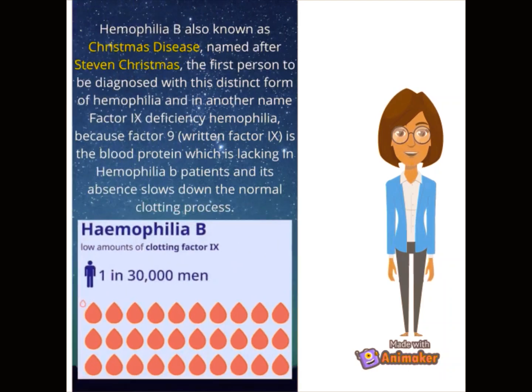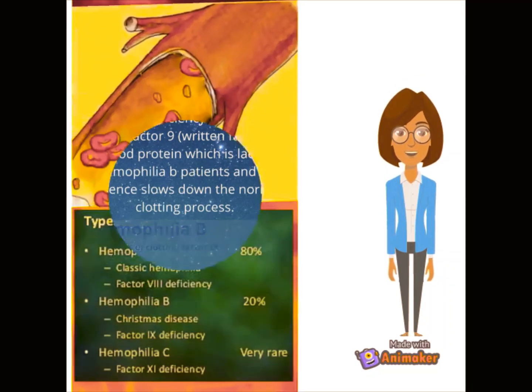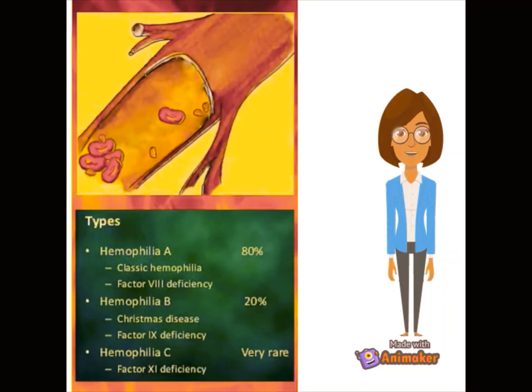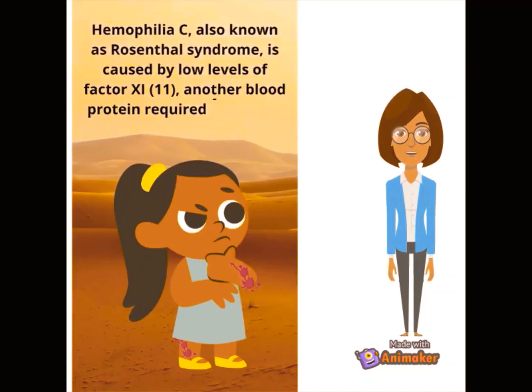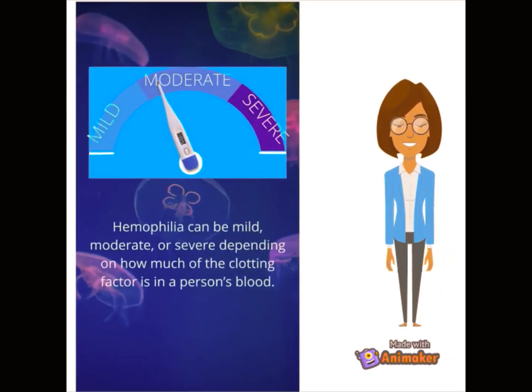Haemophilia B, also known as Christmas disease, named after Stephen Christmas, the first person to be diagnosed with this distinct form of haemophilia, and by another name, factor IX deficiency haemophilia, because factor IX is the blood protein which is lacking in haemophilia B patients, and its absence slows down the normal clotting process. Another rare type, haemophilia C, also known as Rosenthal syndrome, is caused by low levels of factor XI, another blood protein required to make a blood clot.